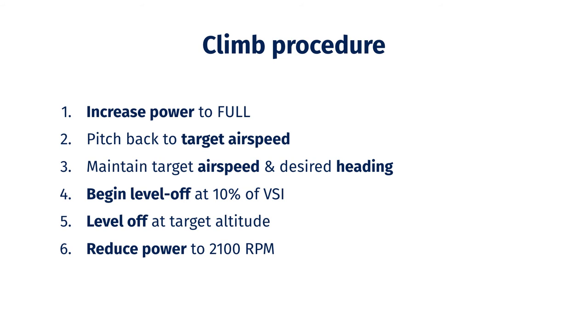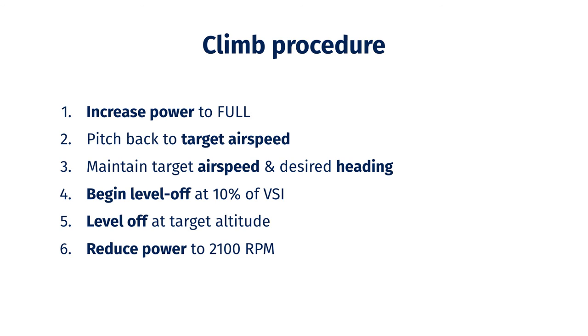As you approach your target altitude, note the vertical speed indicator. Take the climb rate shown on the VSI and divide by 10. Then lead the level off by that amount of feet. Once you level off at your target altitude, reduce power back to a low cruise setting of 2100 RPM. This will help you stop the climb.